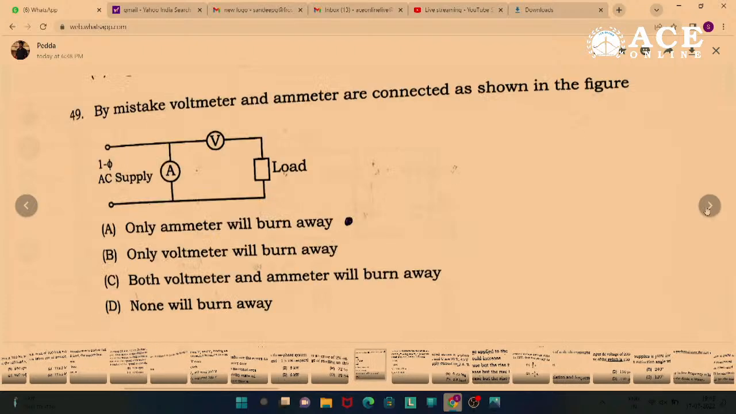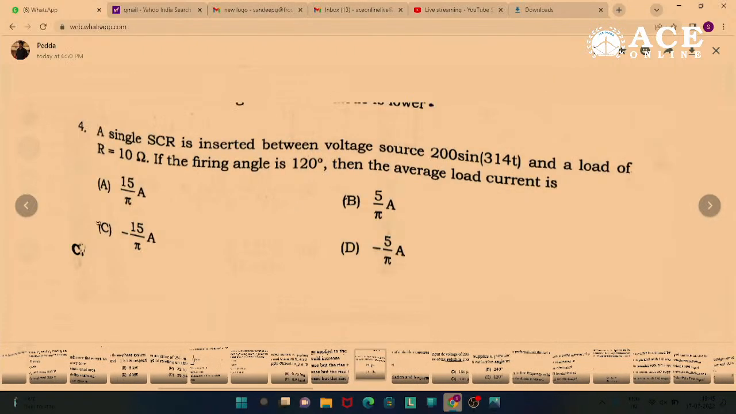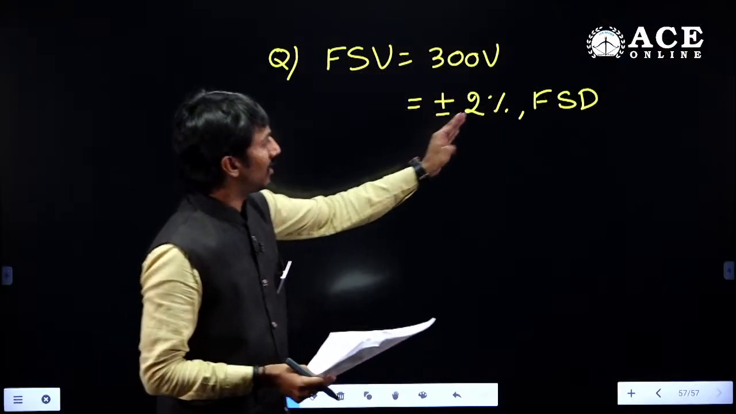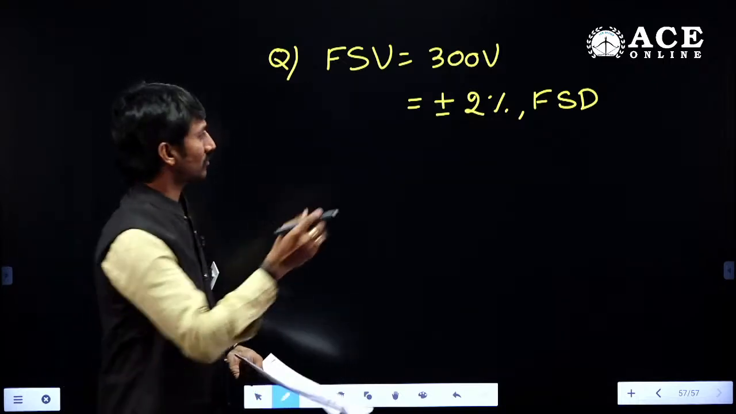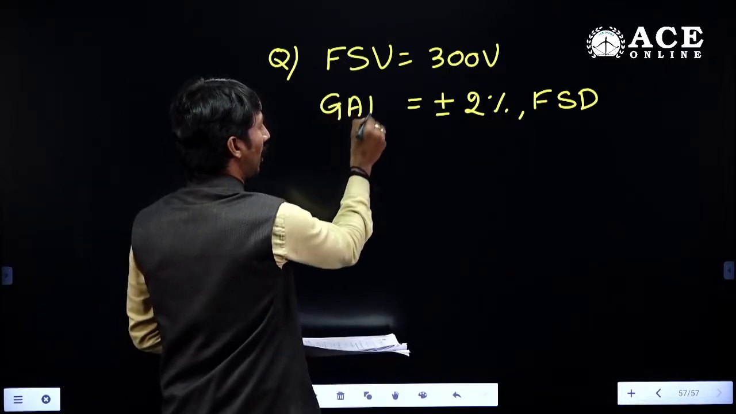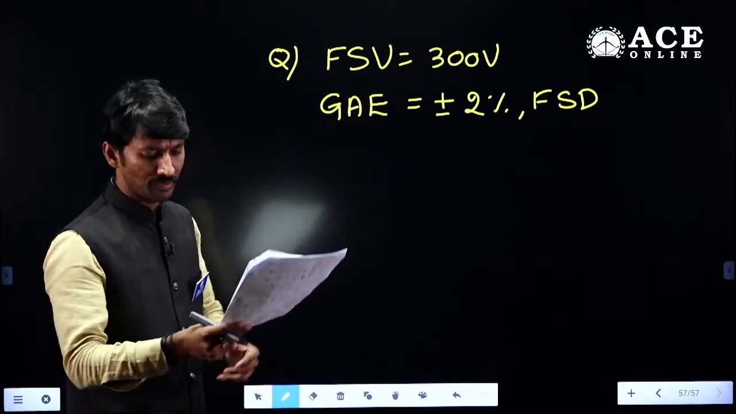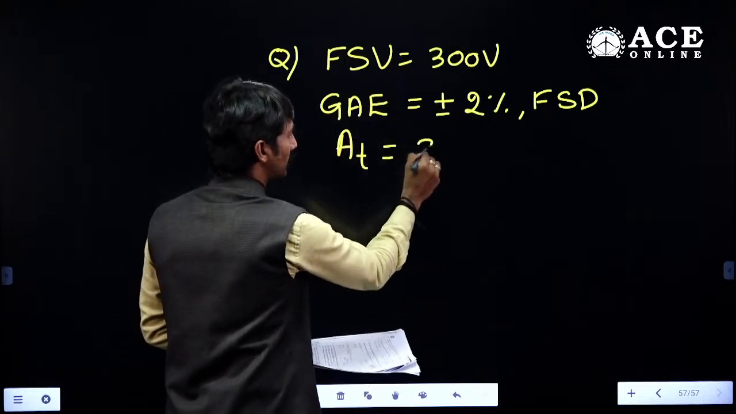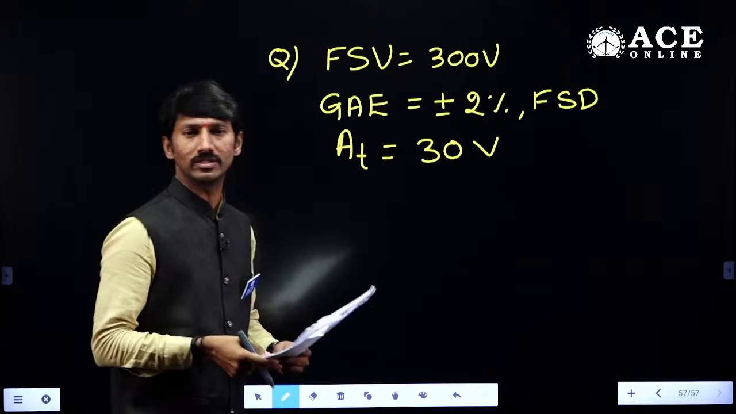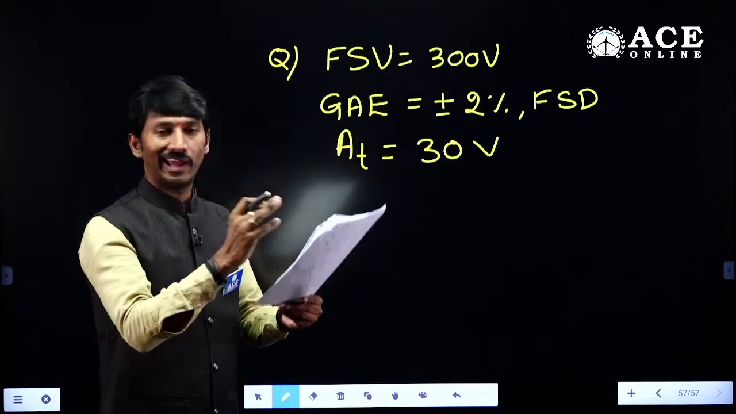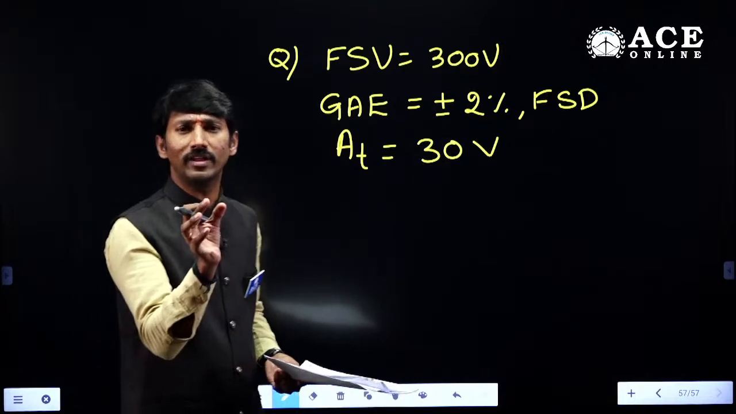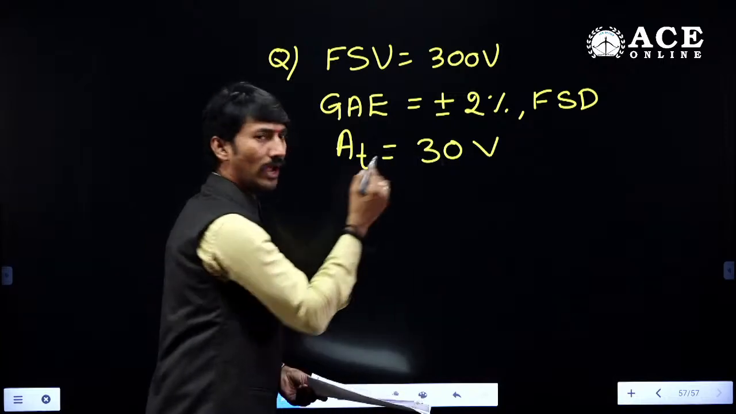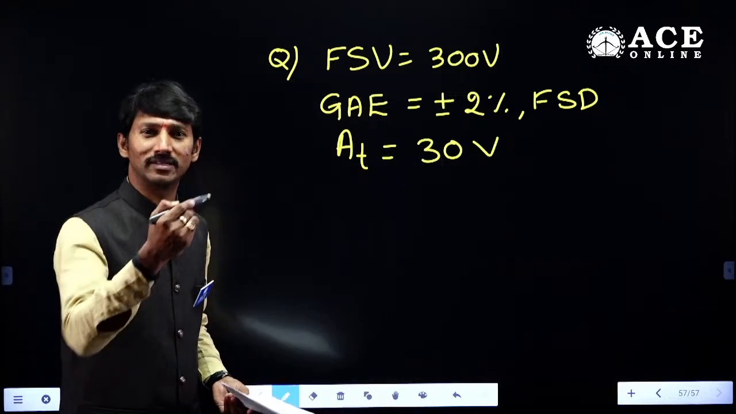If any error is given as 2% of full scale deflection, we know that such an error is the guaranteed accuracy error. Next, the true value of voltage is given directly as 30 volt. What is being asked? The range of the reading. In order to get the range, we require the true value plus the percentage limiting error. Here the true value is given, so our duty is to find the percentage limiting error.